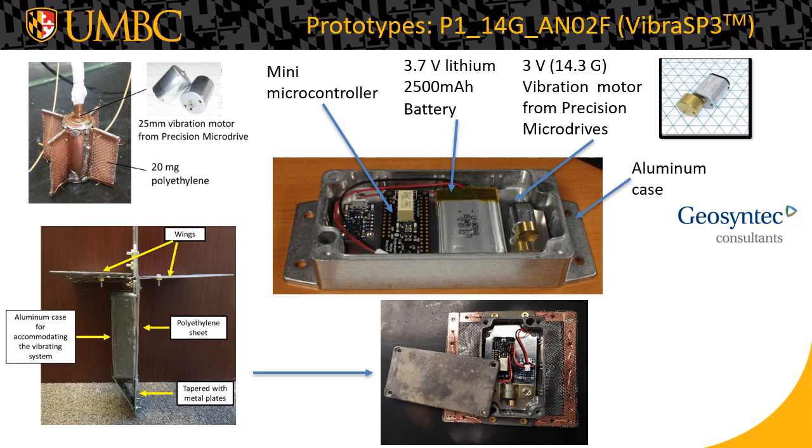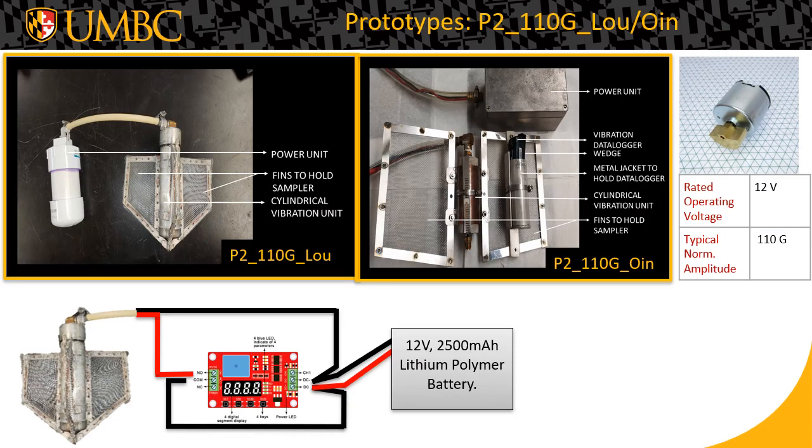Prototype P2 was built as two devices with a bigger and stronger motor of 110 G normal amplitude, and we went back to the former design of Meg's where the cylindrical vibrating unit is separate from the power unit because the vibration was better distributed and strongly felt on the fins. The first device was built by Lewis, who joined our lab as an undergrad student and is still working with us, helping me build and work my way around these prototypes as a general assistant.